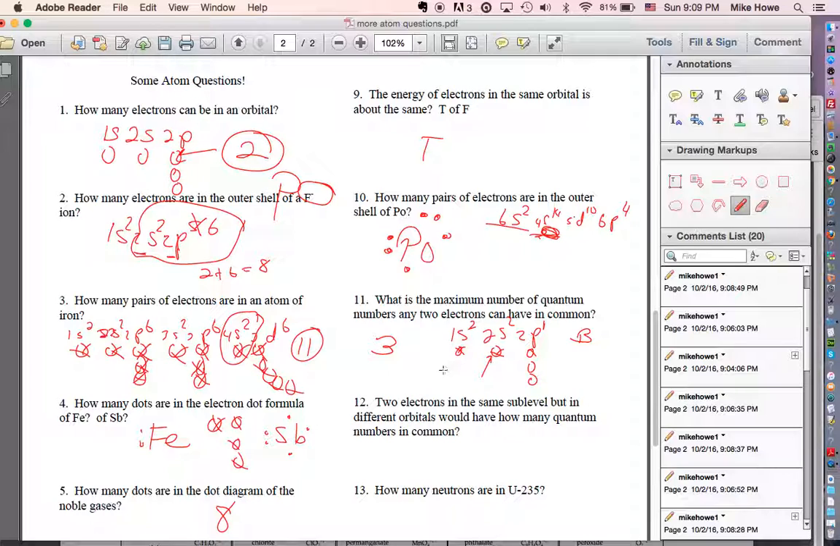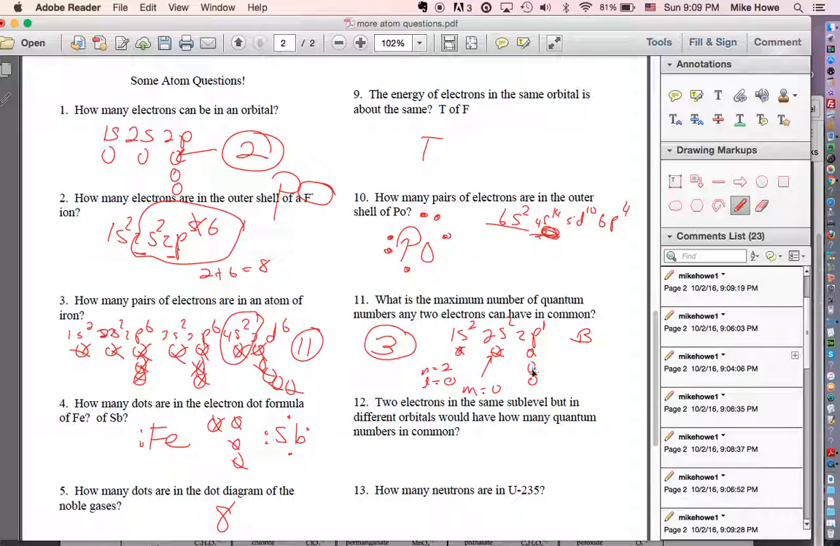They all have the same value of n. So for those two, n equals 2. L equals 0 because it's an s sublevel. M equals 0 because if L equals 0, then M has to equal 0. But the electrons in there, one's going to spin clockwise and one's counterclockwise. So how many is that in common? 3. So if they're in the same sublevel but different orbitals, how many quantum numbers would they have in common?